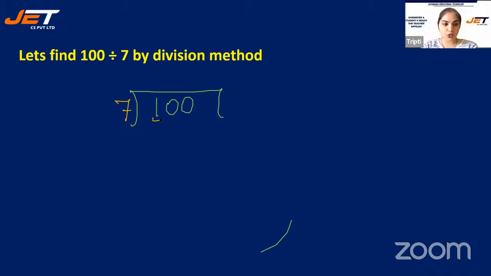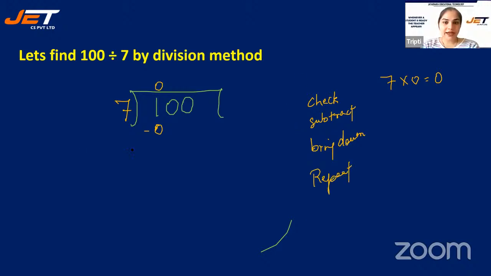Do you see 1 in the table of 7? No. But what less than 1? 7 times 0 is 0. I will tell you the easiest way. 7 times 0 is 0. Step by step, I'm taking you. There is no shortcut in this. First step was check. I checked. Next is subtract. Then bring down. Then repeat. I have checked. I'll subtract now. 1 minus 0 is 1.